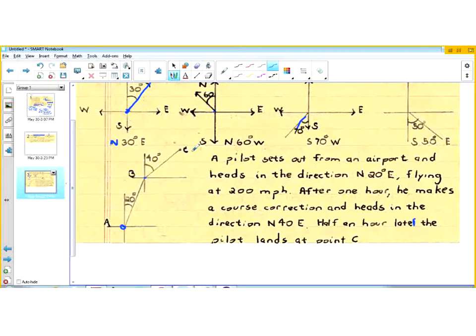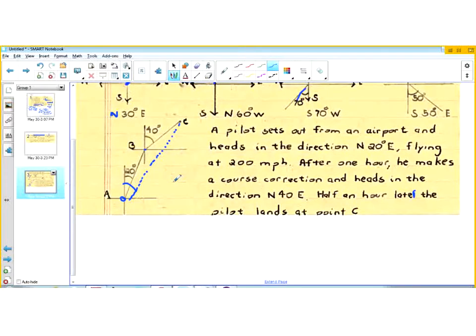Okay, so let's see here. Find the distance between the airport and his landing point, and find the bearing from the airport to his landing. Okay, so we want to find the distance he's traveled. Okay, so here's the distance he's traveled. And we want to find this bearing right here. Okay, so here's how we can do that.